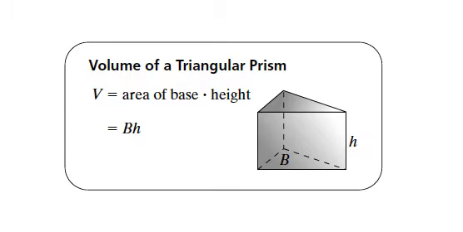For the volume of a triangular prism, again, we're going to take the area of the base times the height. In this case, our base is a triangle. So you have to find the area of that triangle and then multiply it by the height of the prism.